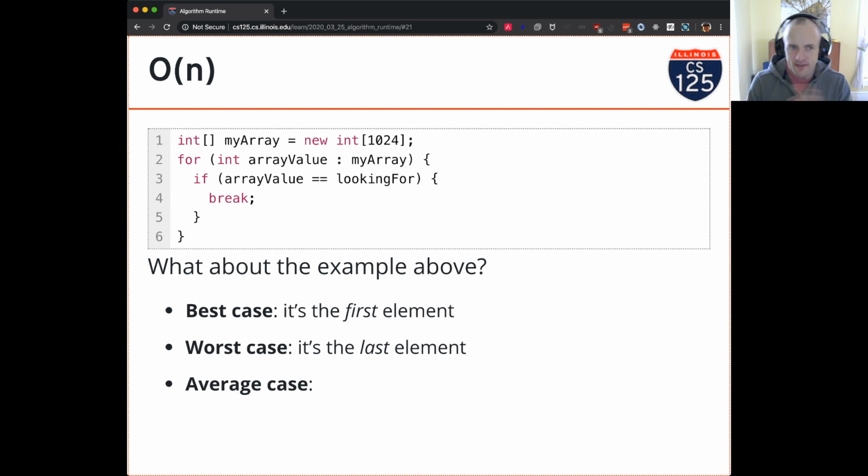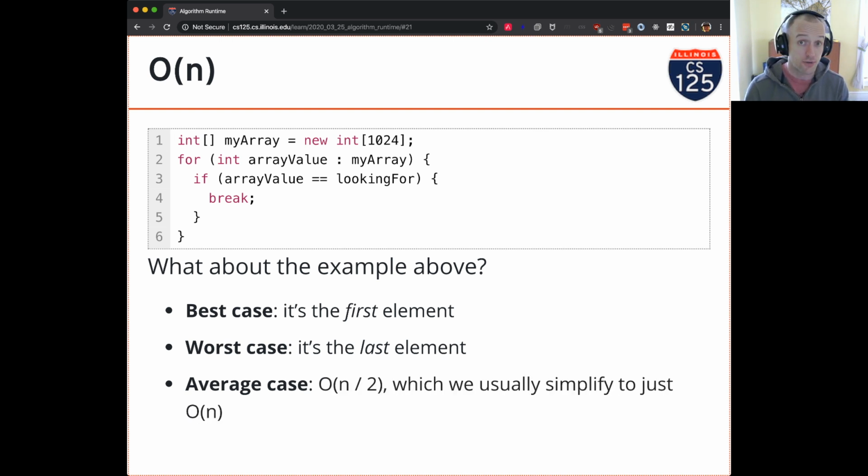The average, so let's say that, on average, the array always contains the value somewhere, then in that case the average is O(n/2). Now in our class, we are not going to worry about constant factors inside of our big O categories. O of 2n, we're going to say is O of n. O of n over 2, we're going to say is O of n, right? We're just putting things in categories. We're not worrying about those multipliers inside our big O notation, right?